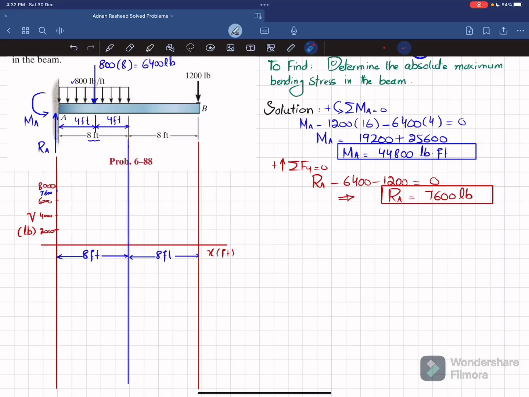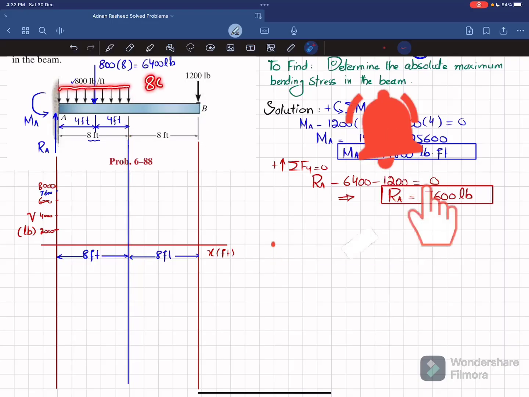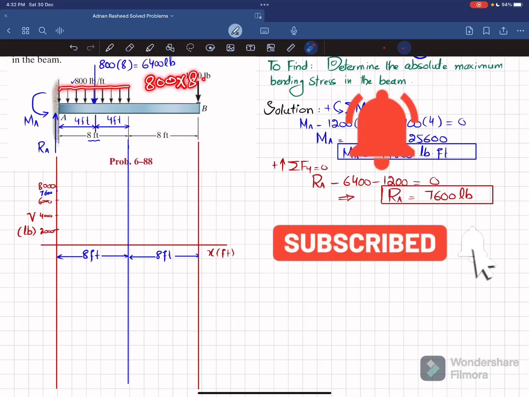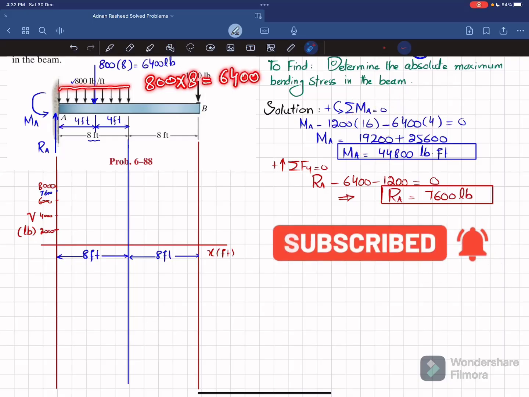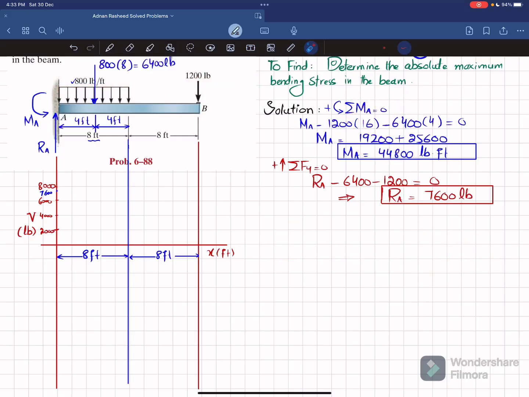Okay, now we want to find the shear force at this point. You can see this is the load which is 800 over the length which it acts, 8, so it is 6400. This is a downward force, so this force will be minus 6400. So 7600 minus 6400 will bring it to 1200. So over here we will have plus 1200. Let plus 1200 be this point.